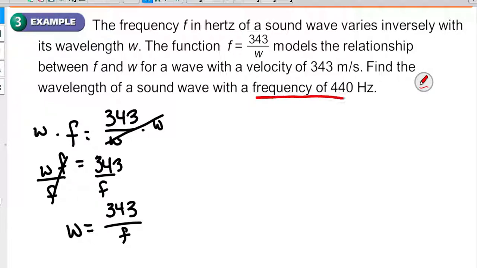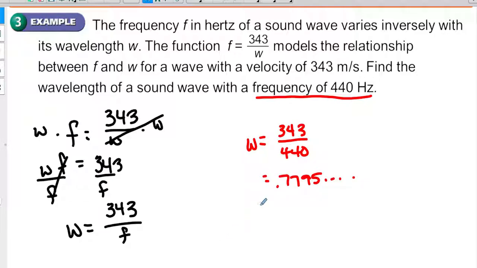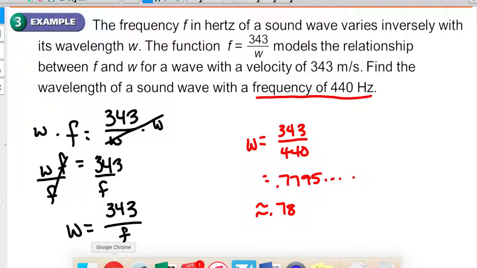We're given that the frequency is 440 hertz. So w equals 343 divided by 440. Well, this gives us 0.7795. So this is approximately 0.78. Now, technically, we were supposed to solve this graphically, but I feel in this case, algebraically is just as fine, if not easier than graphically. But in keeping true with this lesson, I do want to show you how to do this graphically.